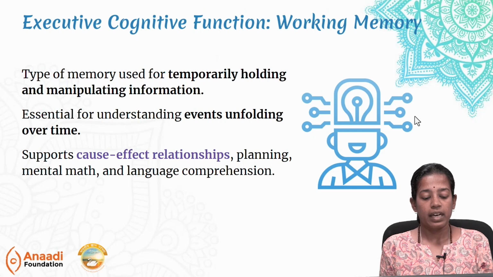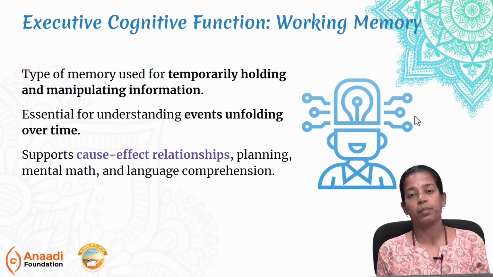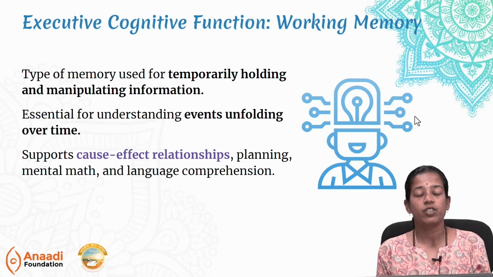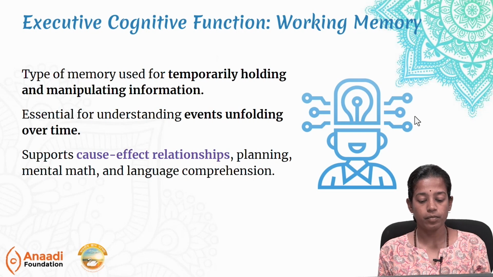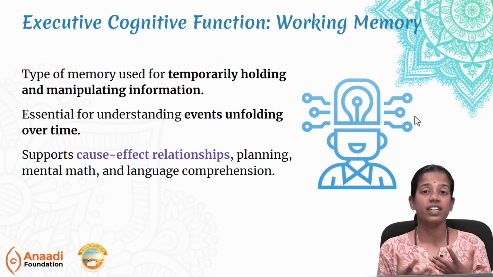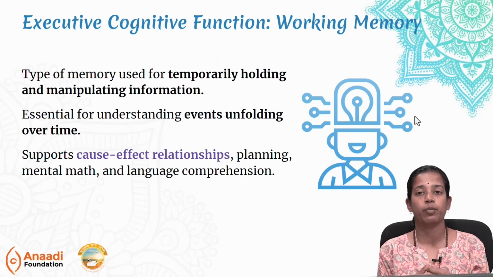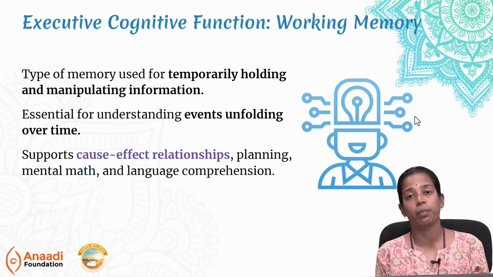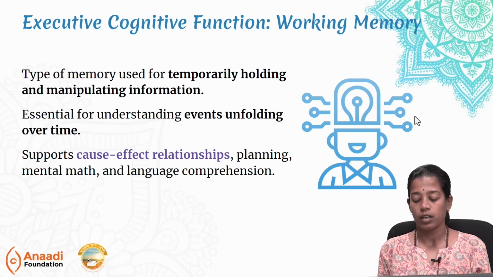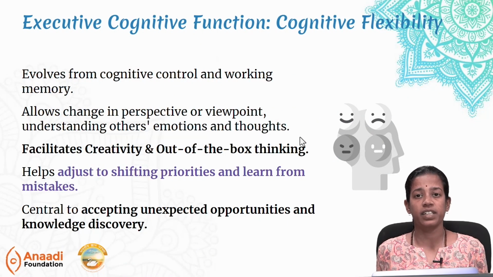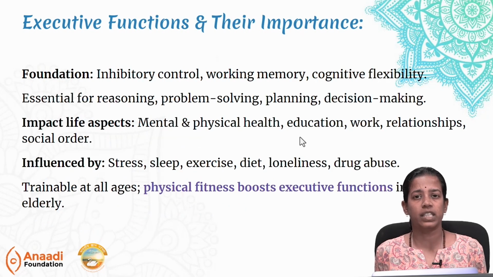Once again, I am repeating that working memory is very essential for understanding events which unfold over time. Working memory also clearly supports cause and effect relationships. A lot of planning, mental arithmetic and language comparison can be enabled by working memory. So, we have seen the three different aspects of executive functions.